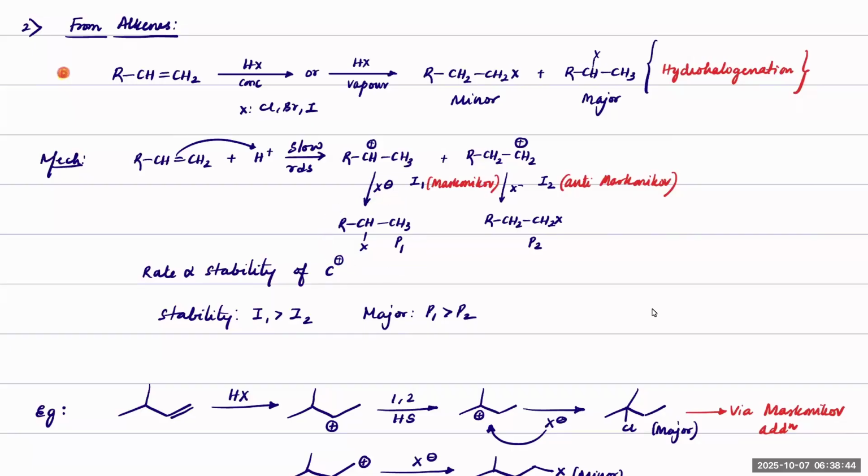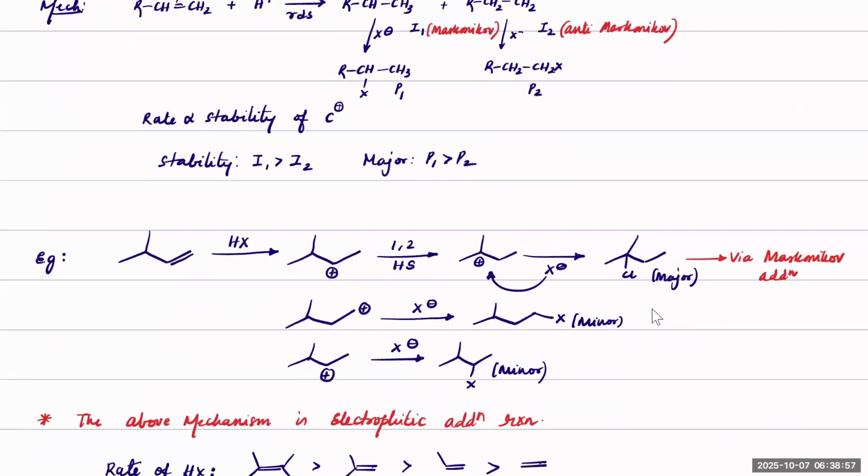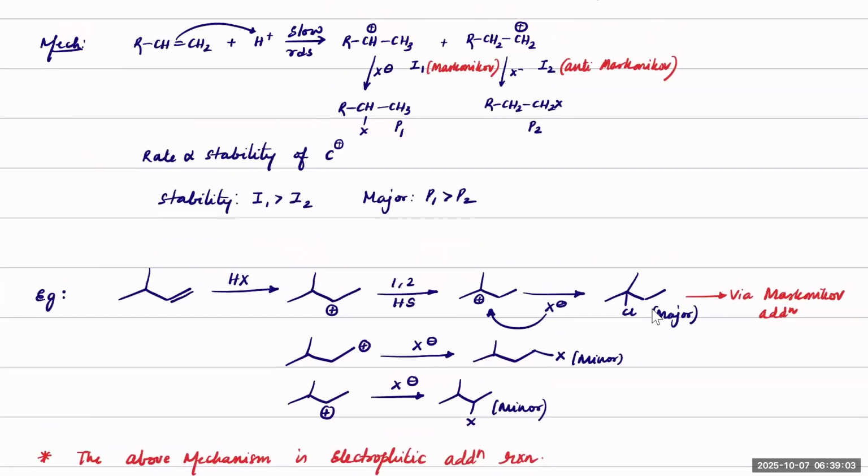If this is a product, that means it is following a Markovnikov addition. If this is a product P2, it is following anti-Markovnikov addition. The rate depends on the stability of carbocation. So intermediate 1 is more stable than intermediate 2. Product 1 is major than product 2.